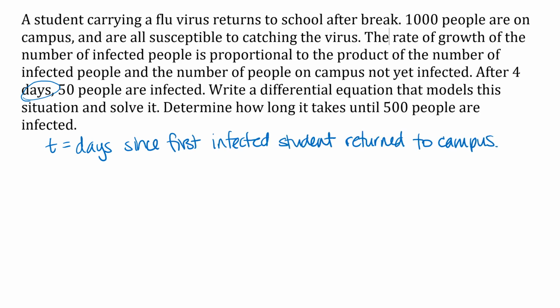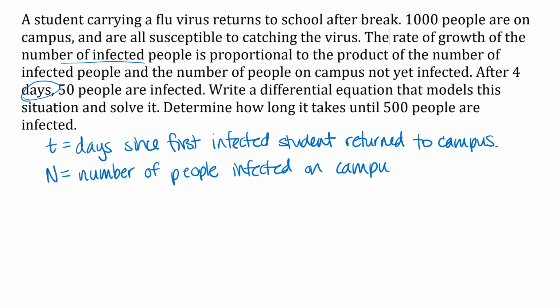All right, and then the other information here, we've got rate of growth of the number of infected people. So I'm going to let that be my dependent variable, number of infected people after t days. And then we've got some information here about proportionality. So there's a constant of proportionality, and that would be our parameter.